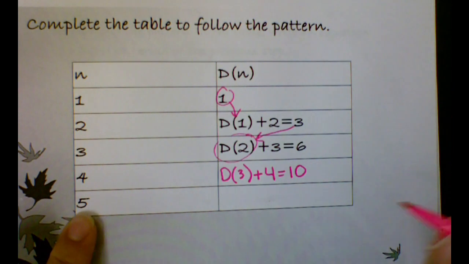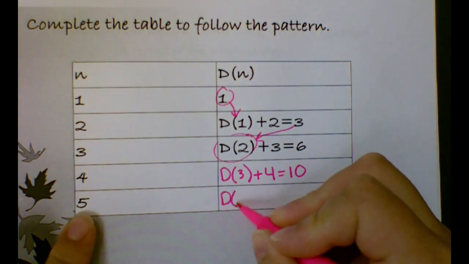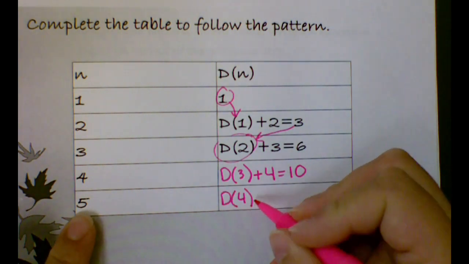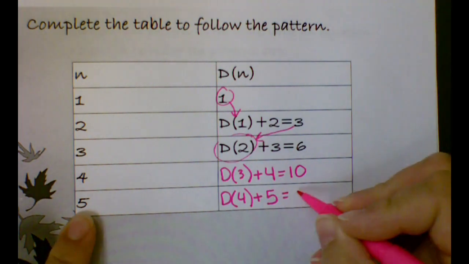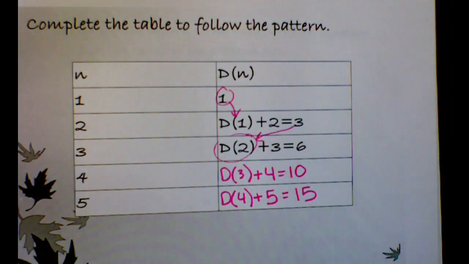So for step 5, we should take the number of dots in step 4, d of 4, plus my step number, which is 5. So 10 plus 5 makes 15 dots in step 5.